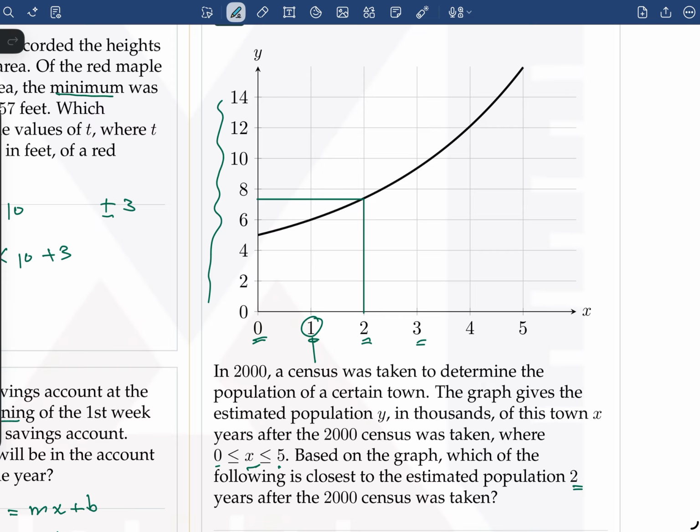As you can see, this is 6. This is 8, so 7 is exactly between them. 7 is here, but this is more than 7. Our line here lies above the 7, which means 7 point something.